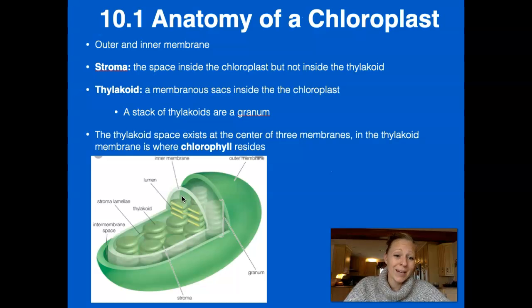In the stroma, we find thylakoids. A stack of thylakoids is called a granum. Many granum are called grana. And inside of this thylakoid is where the chlorophyll is. Those are the pigments that allow photosynthesis to occur. And so light needs to penetrate through 1 to 3 lipid bilayers in order to get into the place where the chlorophyll exists.